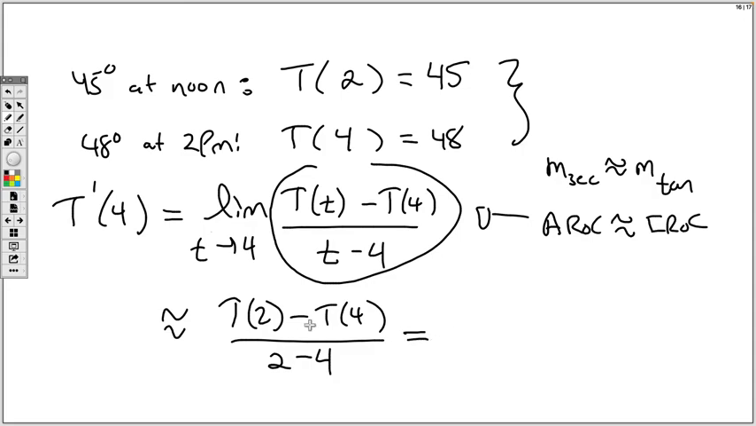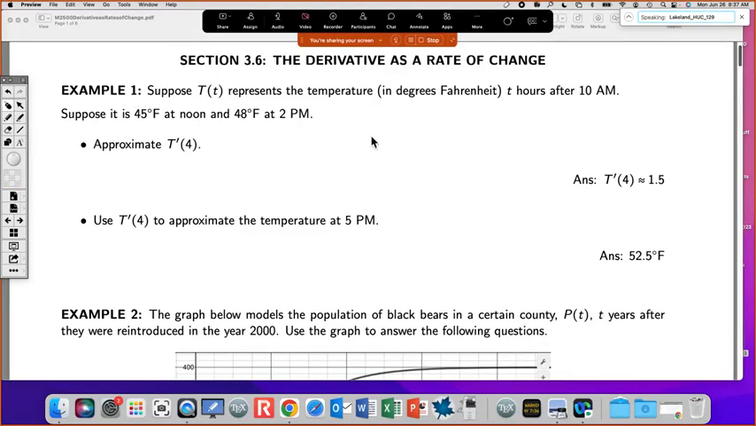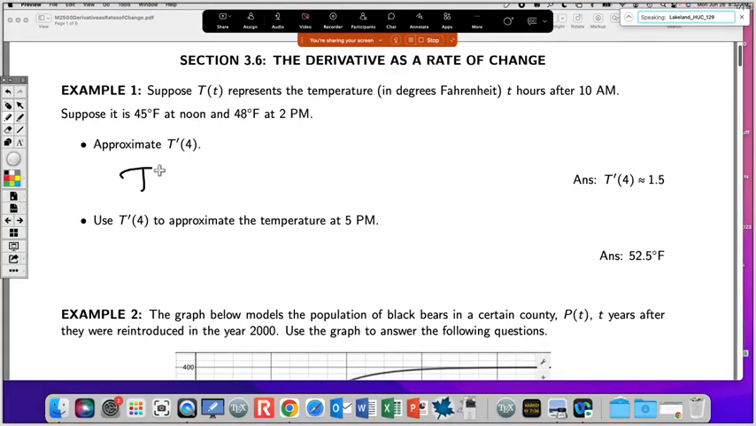So let's work through this. T of 2 was 45. T of 4 was 48, over minus 2. So when the dust settles, what do I get out of this? 3 over 2, or 1.5 if you want to write it as a decimal. That's the numerical value, approximated once again using a secant slope. So secant to tangent, that's the big thing we did last week. So T prime at 4 is roughly 1.5.